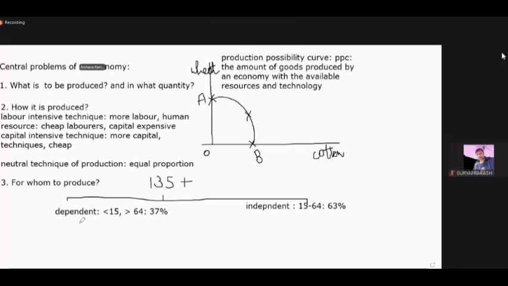Clear, madam. Okay. Shall I erase the board? Yes, madam.